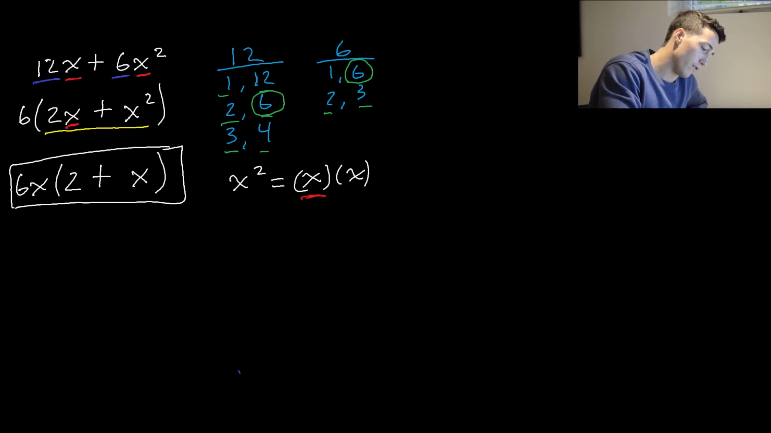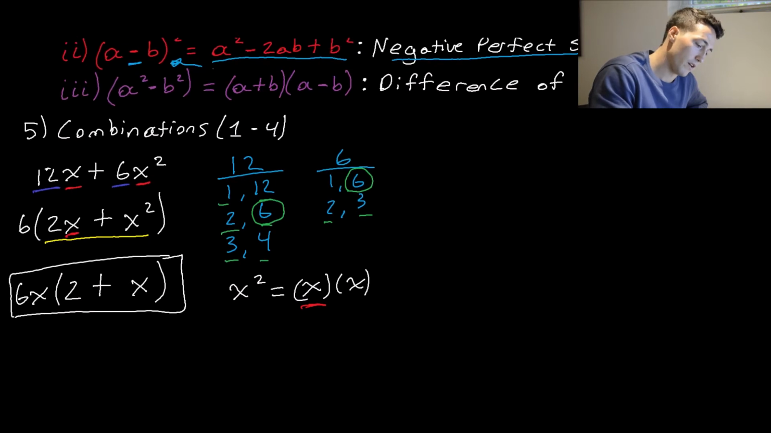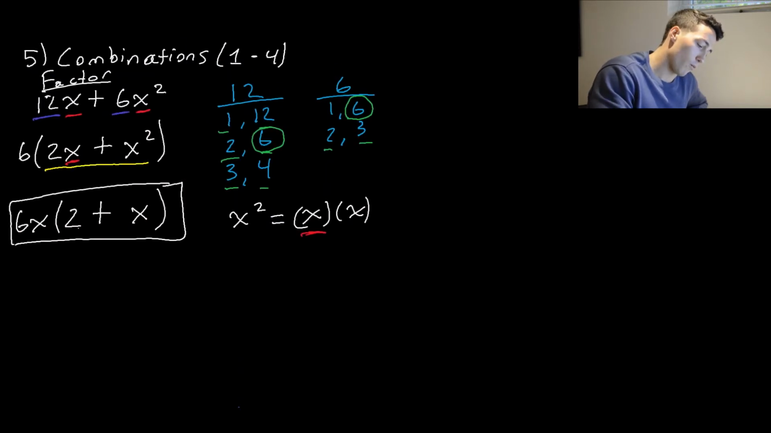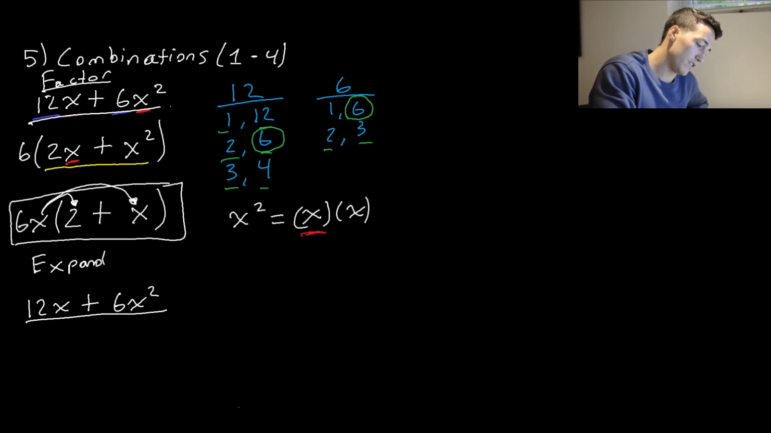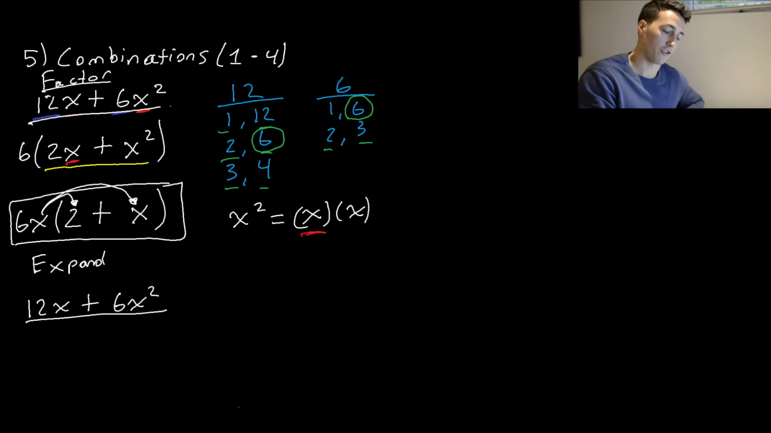They said, take this 12x plus 6x squared, and we'll write factor. Then once we get to our factored form, we can check this by expanding. So we can say expand. And now we're going to go, okay, 6x times 2, well that's going to be 12x. And then 6x, so I'm basically just distributing this 6x in. And then 6x times x is going to be positive 6x squared. And if this matches this, then we've factored correctly.